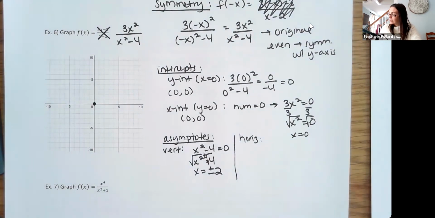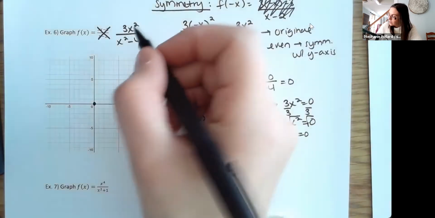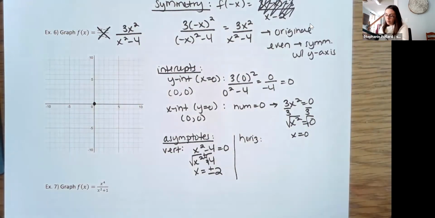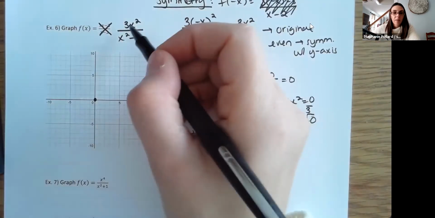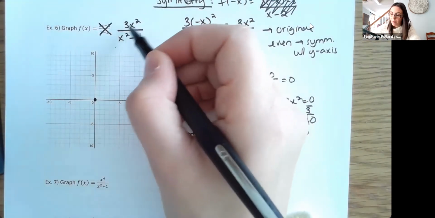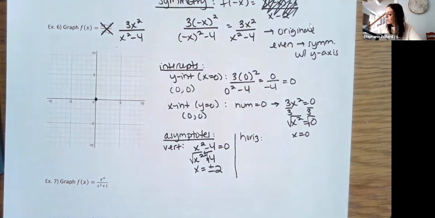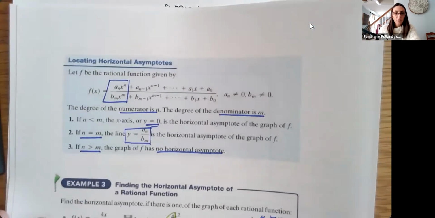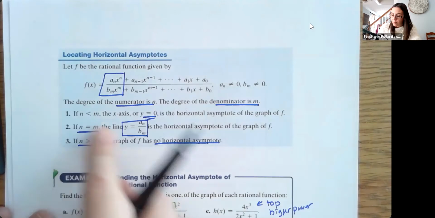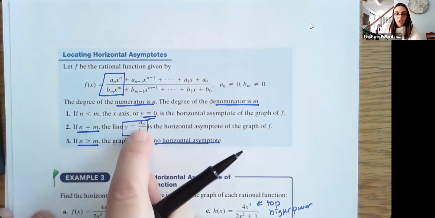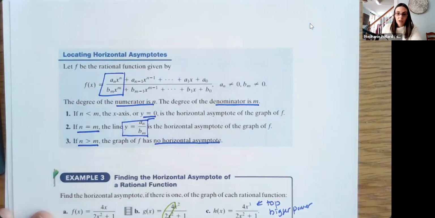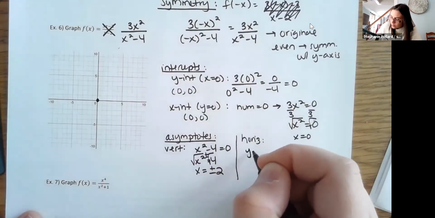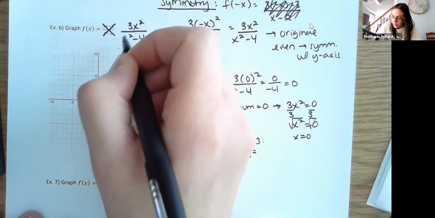For my horizontal, notice here that you have the same powers again on the top and the bottom. So your highest power is 2, your highest power is 2. I'm trying to find my little cheat sheet there. So if you need to go back to that little cheat sheet here, when the powers are the same, then the ratio of the leading coefficients is going to be your asymptote. So my asymptote is going to be y equals, I have 3, and then here is a 1.